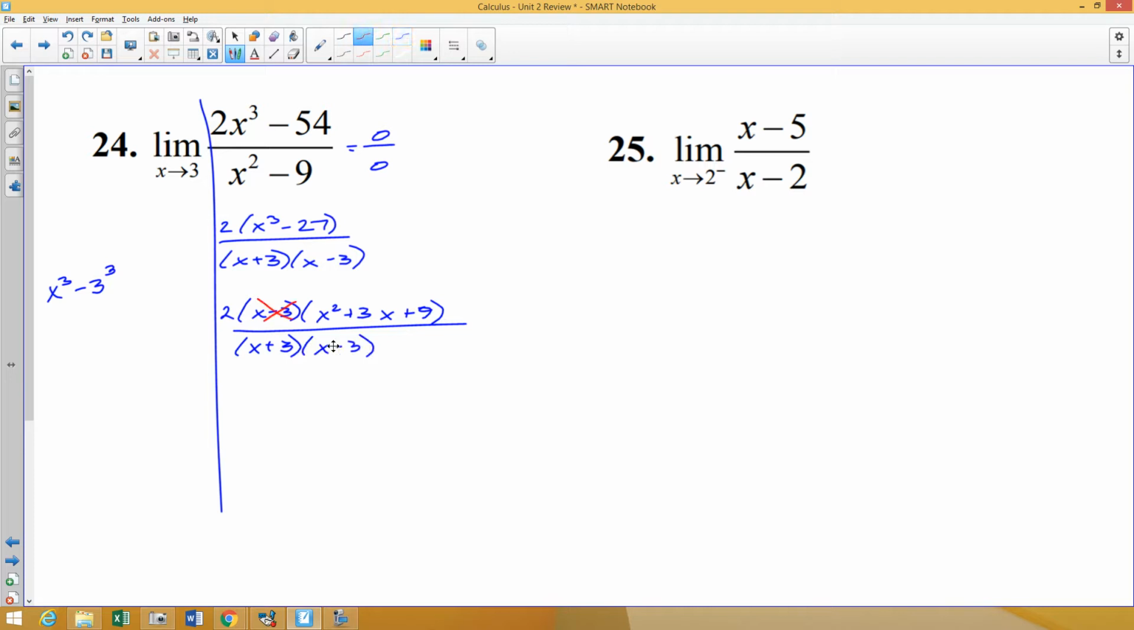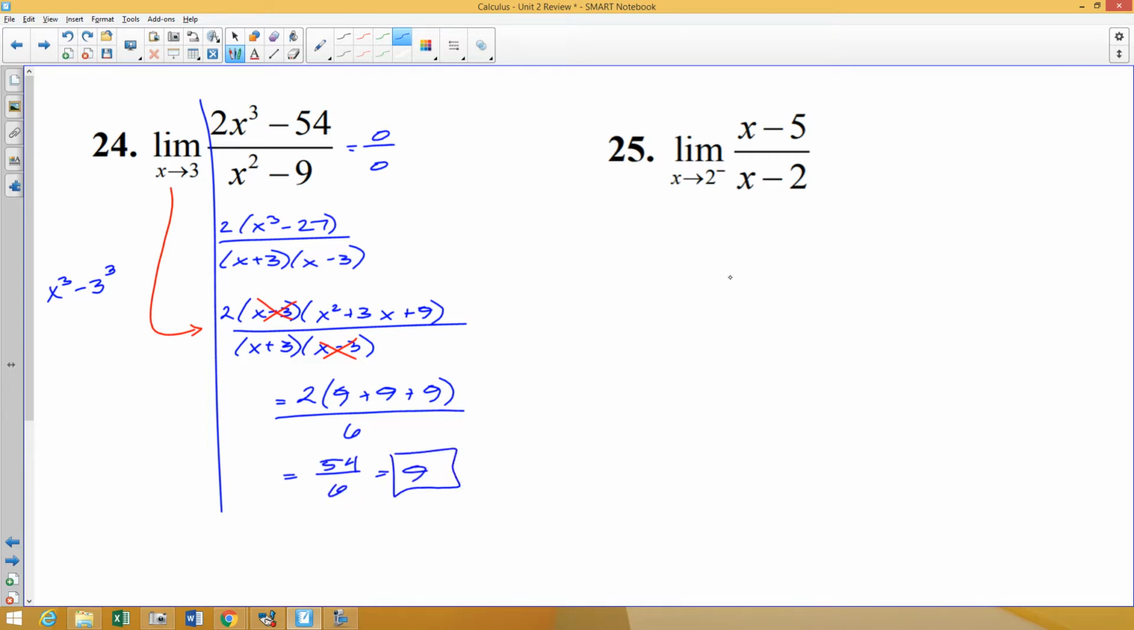Once everything's factored, we'll cancel x minus 3's, and the instant you cancel, you revisit the limit, and we get, for an answer, 2 times, don't forget that 2's hanging out there, people may lose it, 2 times 3 squared plus 3 times 3 plus 9 all over 3 plus 3, which is 6. That's 2 times 27, which is 54, all over 6, which reduces to 9.